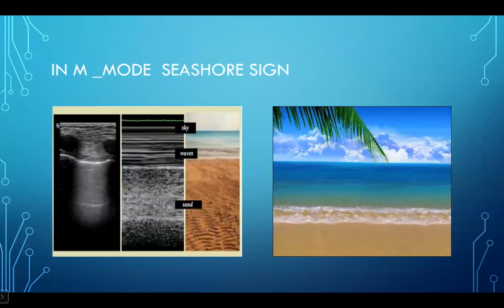In M mode, the normal lung ultrasound produces what's called the seashore sign. We imagine the area above the pleural line as the sky, the pleural line as the seashore, or Sahel al-Bahar, and the reverberation artifact below the pleural line as the sand, so it's called the seashore sign.